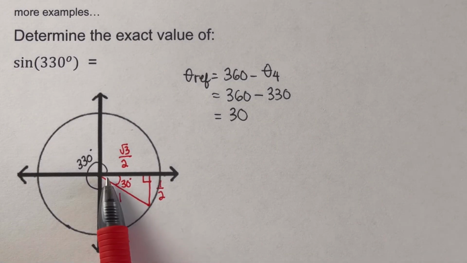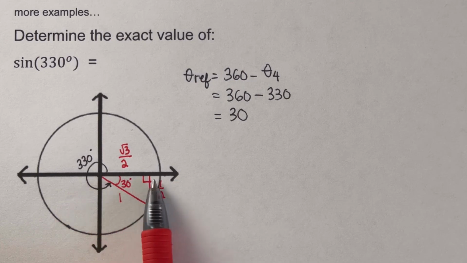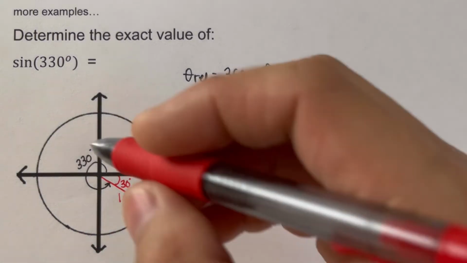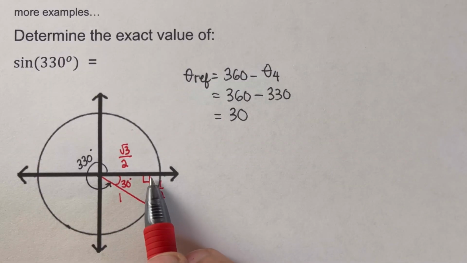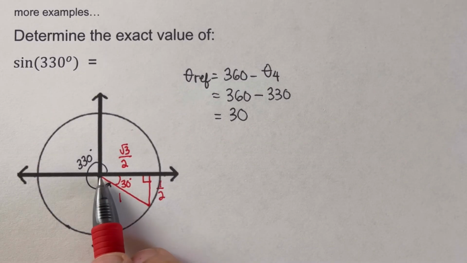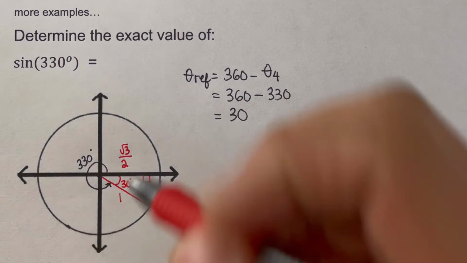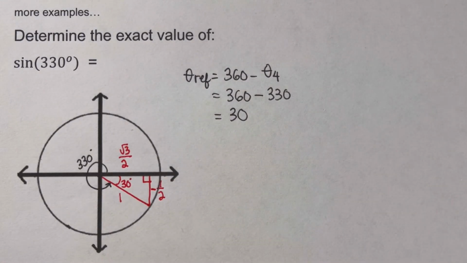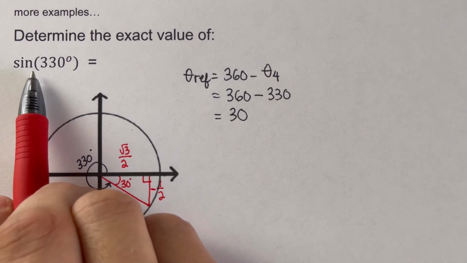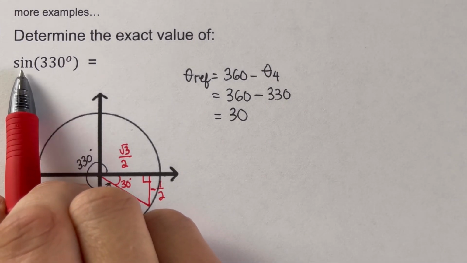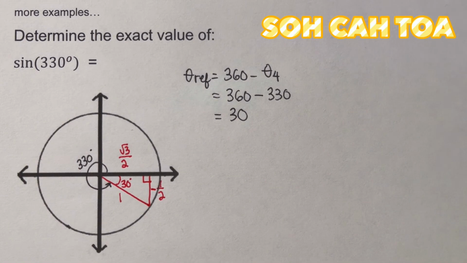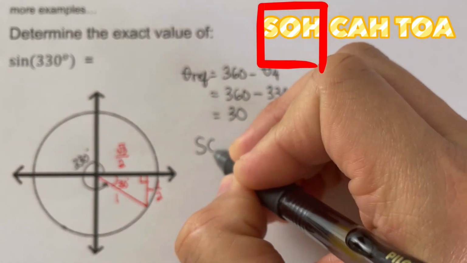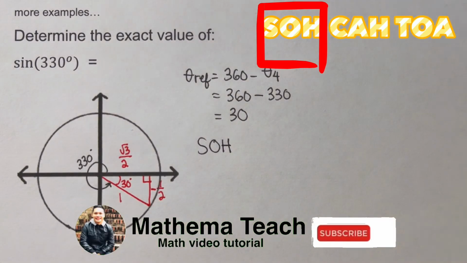Since this is on the fourth quadrant, the horizontal line, which corresponds to the x-axis, is positive, while the vertical line right here corresponds to the negative y-axis. So we can label this as negative. And so we can already solve for sine 330 here. Since we say sine, we then go ahead and use SOH. SOH means opposite over hypotenuse.